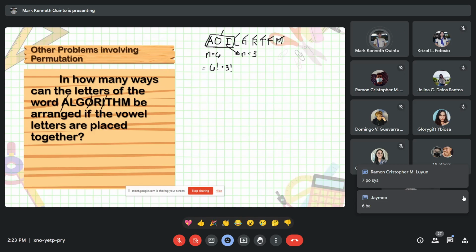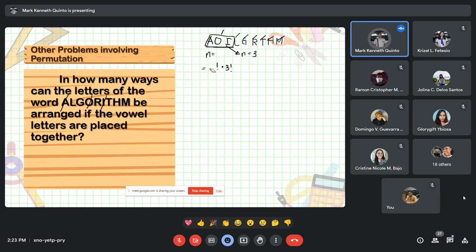1, 2, 3, 4, 5. Ah nga, sorry. Nawala ako. Hindi kasi nagkatabi ko eh. Sabi ko 7 na. Ito na nga eh. 7 factorial times 3 factorial.